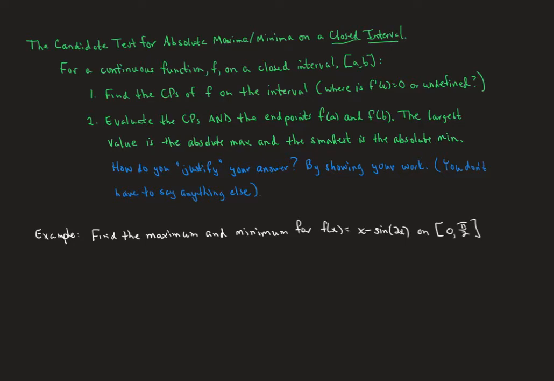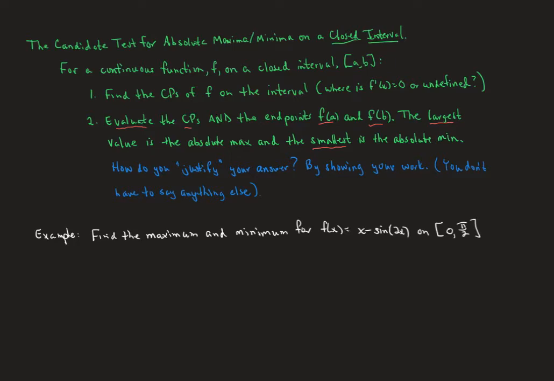Then we'll just plug each of those critical points into the original function, and also plug in the endpoints. That will give us a finite list of y values. Of that list of y values, the largest one must be the maximum, and the smallest one must be the minimum. Now, you'll oftentimes be asked to justify your answer.